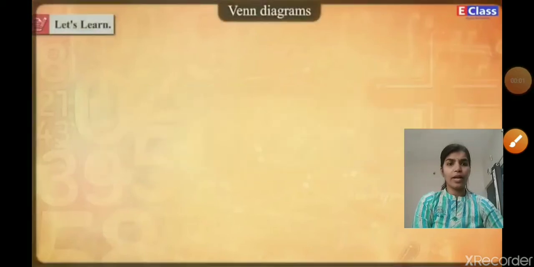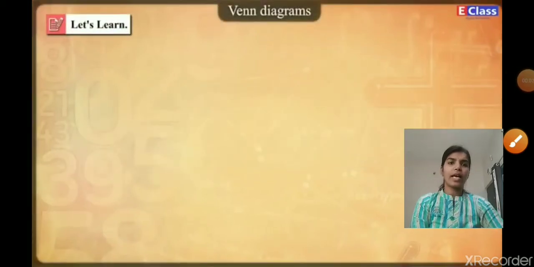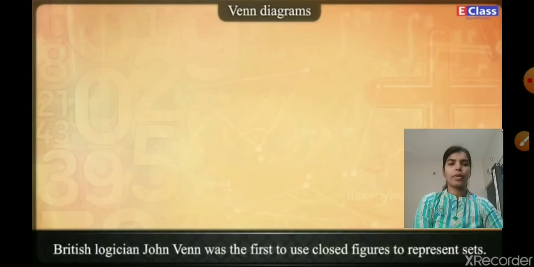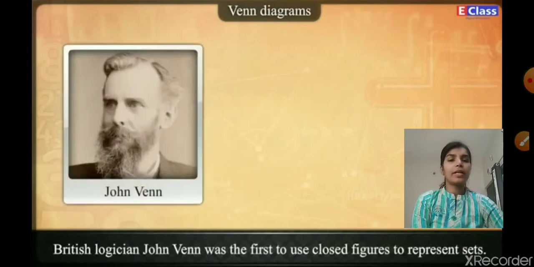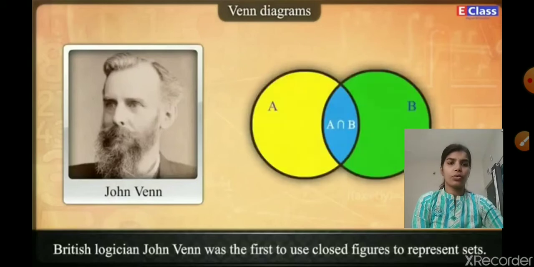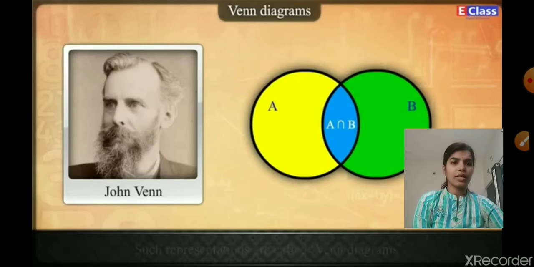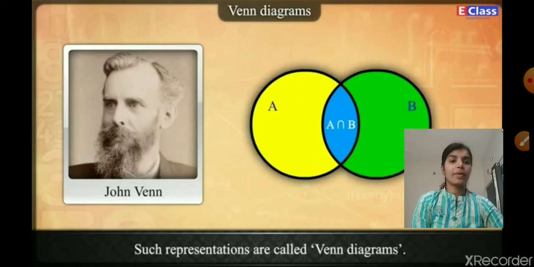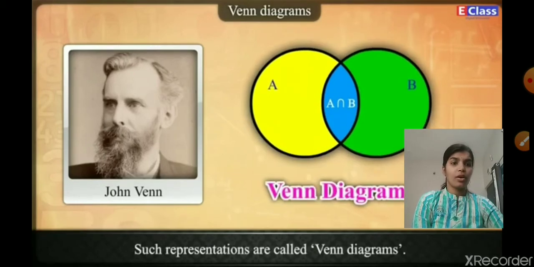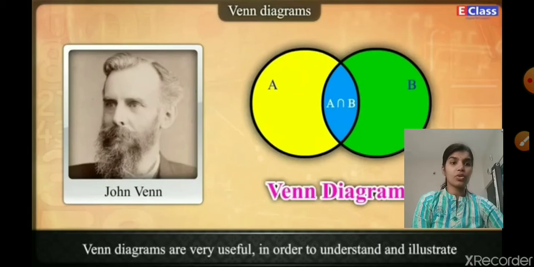Next topic, Venn diagrams. Venn diagrams are very useful to represent sets. British logician John Venn was the first to use closed figures to represent sets. Here you see on the screen two sets are given. Such a representation is called a Venn diagram. So with the help of closed figures we can express our sets.